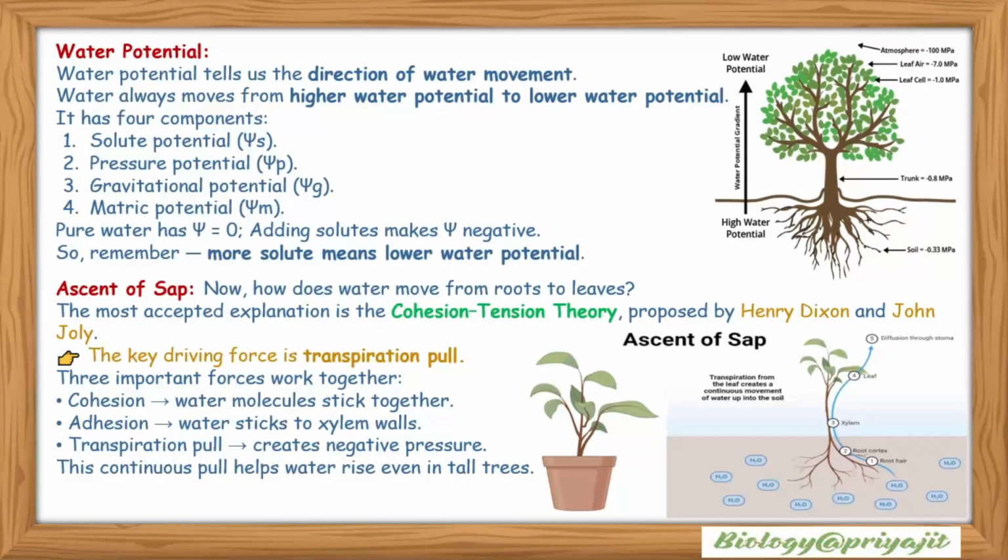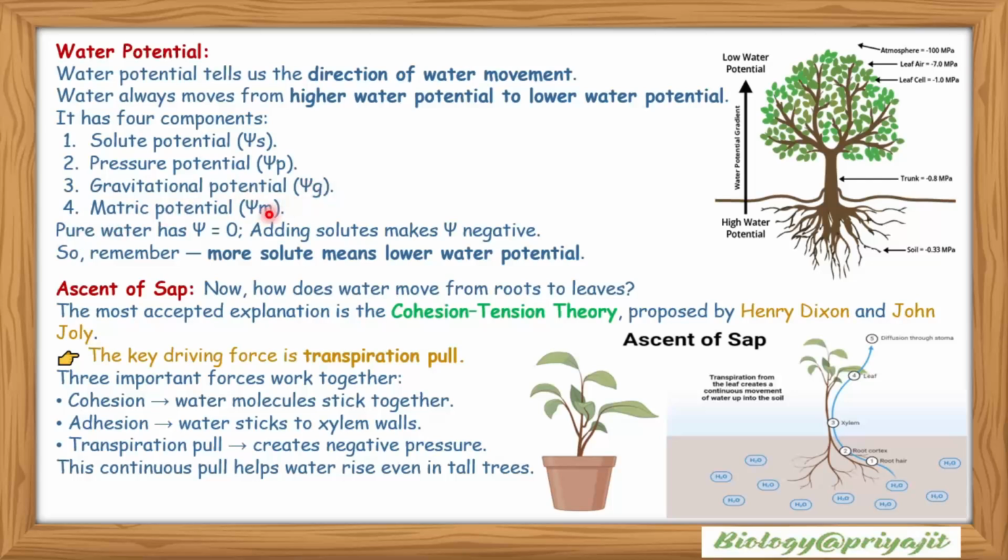Let's begin with the concept of water potential. Water potential tells us the direction of water movement. Water always moves from higher water potential to lower water potential. It has four components. Number one is solute potential, number two is pressure potential, number three is gravitational potential, and number four is matric potential.